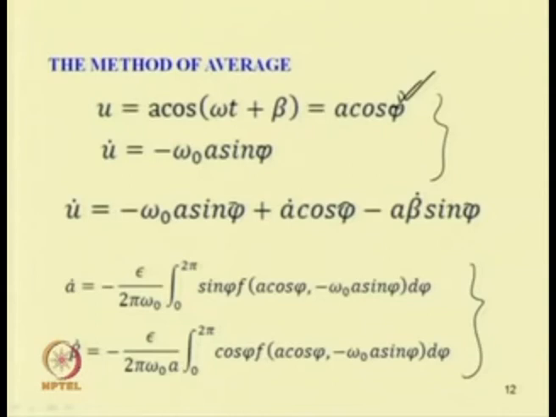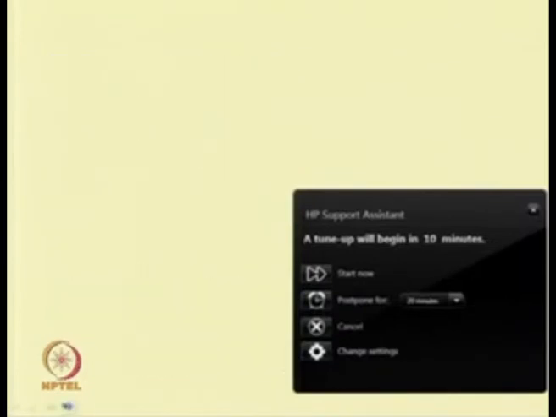in module 2, we can obtain the reduced equation in this form, that is A dot equal to minus epsilon by 2 pi omega 0, integral 0 to 2 pi of sin phi f(A cos phi, minus omega 0 A sin phi) d phi, and beta dot equal to minus epsilon by 2 pi omega 0 A, integral 0 to 2 pi of cos phi times f(A cos phi, minus omega 0 A sin phi) d phi. Here A cos phi is u and minus omega 0 A sin phi is u dot. So, substituting u equal to A cos phi and u dot equal to minus omega 0 A sin phi, we obtain this equation.